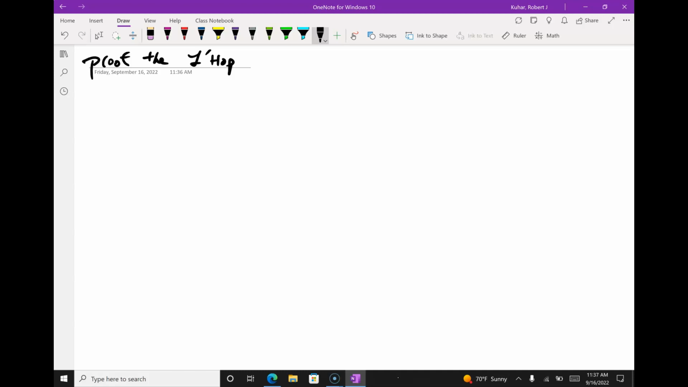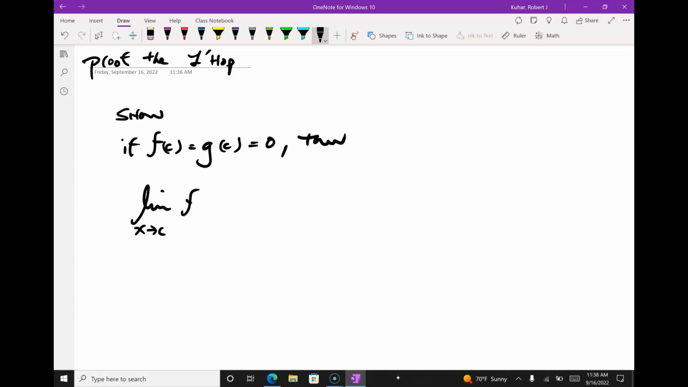So I want to show if f of c equals g of c equals 0, then the limit as x goes to c of f of x over g of x is the same as the limit as x goes to c of f prime of x over g prime of x. I just restated what I'm trying to prove.